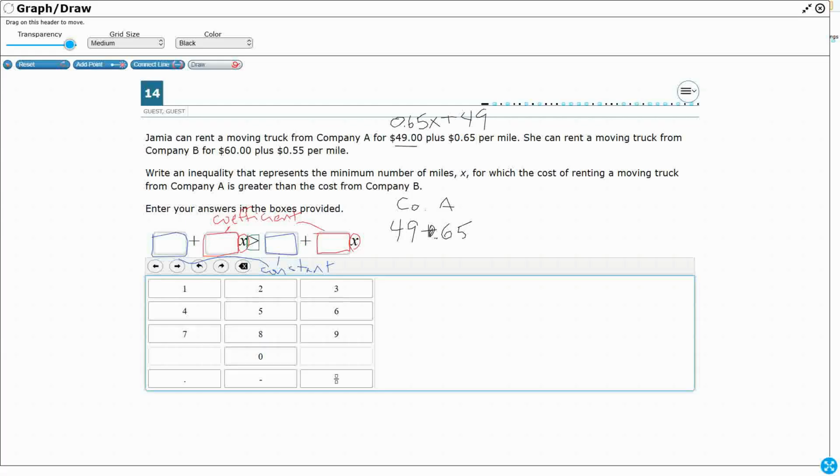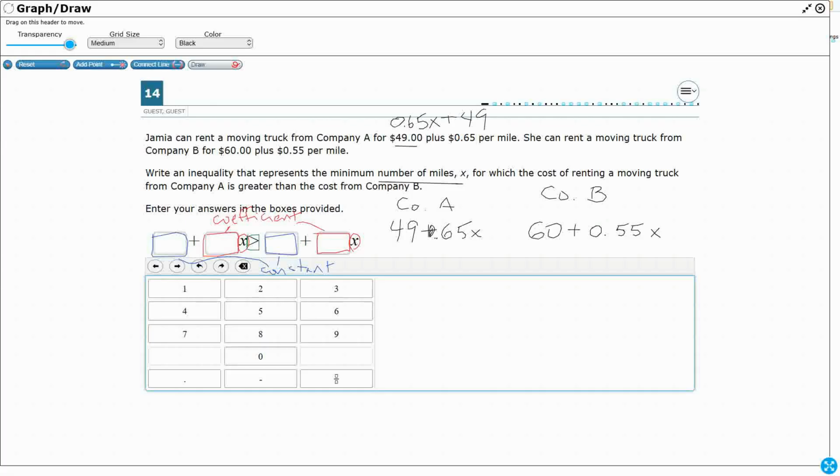All right. Now she can rent a moving truck from company B for $60. So it's a larger upfront fee, but it's less per mile. It's one of those where you have to figure out when it becomes cheaper to use company A or company B. Let's get this 0.55, and it looks like x is going to represent the number of miles. All right, so let's put our variables in there.